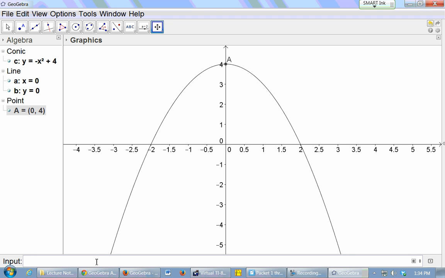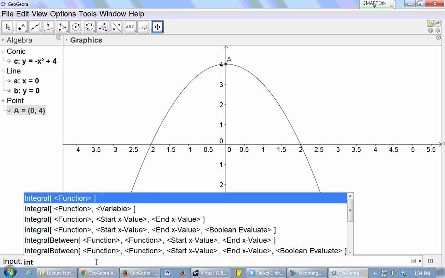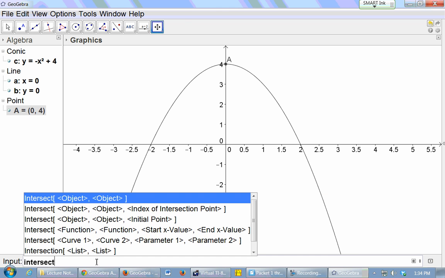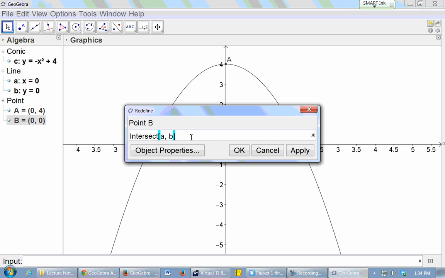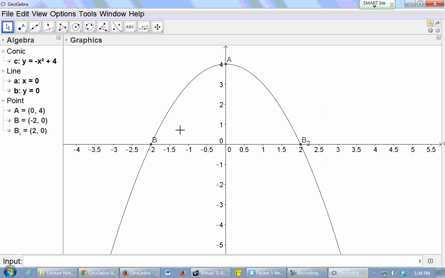And then you could do the same thing for the x-axis. Intersect, and this time I want B, because I want to know where it intersects the x-axis. Oops, not A, B. Intersect C, comma B. Square bracket. And you can see it's plotted these 2 points, B and B2, at -2 and 2, and it told me the coordinates over here on the left.